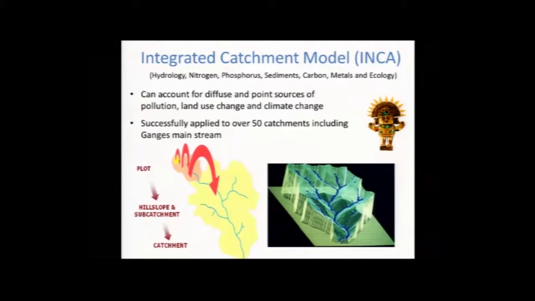Now, this is something which I'm sure most of you know, that this is how the nitrogen moves in the system.